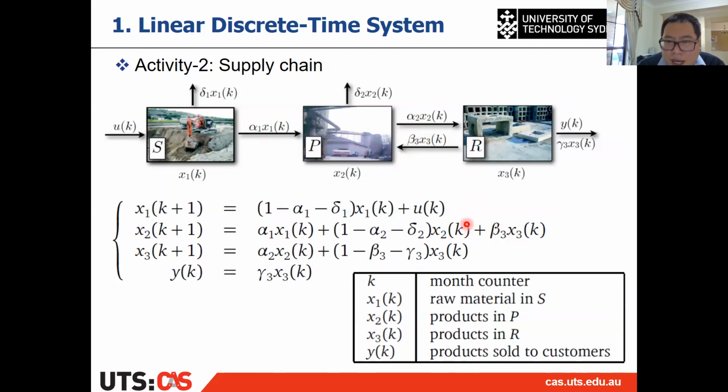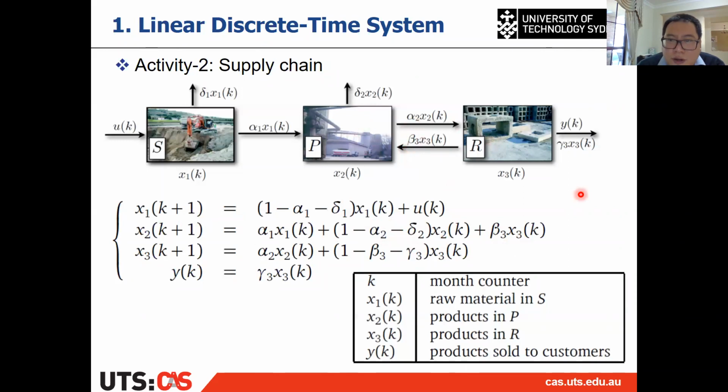It has x2k itself. Then it needs to discard a percentage from the x2k. Then you need to minus delta 2 times x2, right? And also you need to shape a percentage from P to R. Then you also need to delete minus alpha 2 times x2. Then you have your second difference equation.